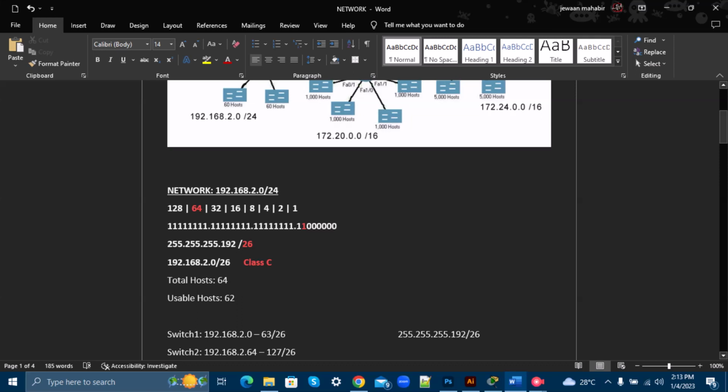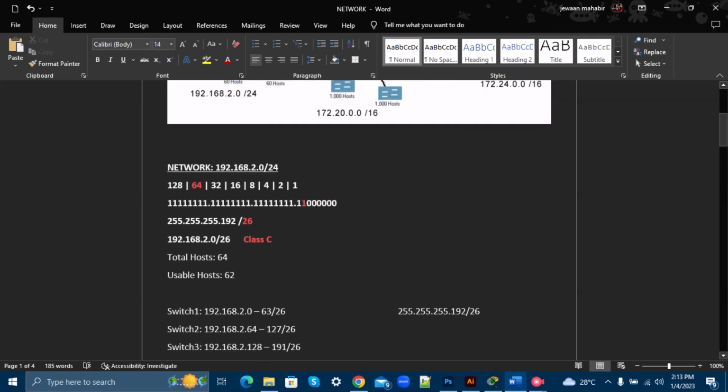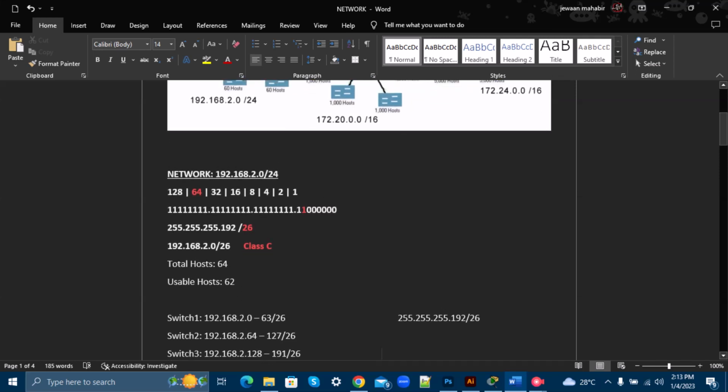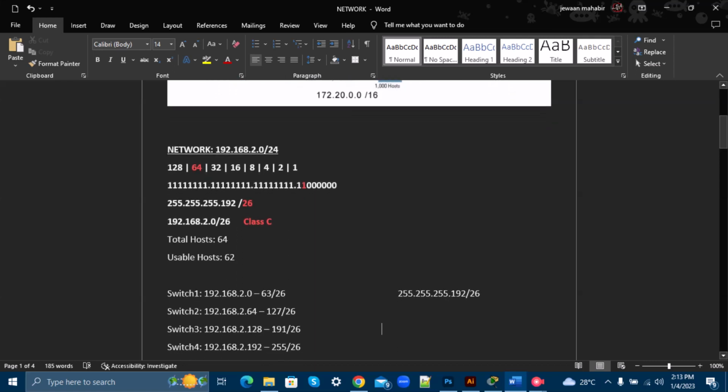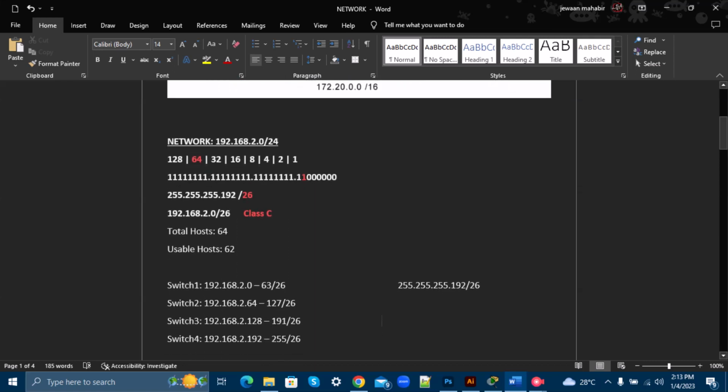But, because we need to make space for our broadcast and network address only, 62 of these hosts can be used. As you can see, there are 4 networks address and 4 switches. Each of them can have 62 hosts. The first address is 192.168.2.0. This is going to be our network address, and for our broadcast address now, this is going to be 192.168.2.63.